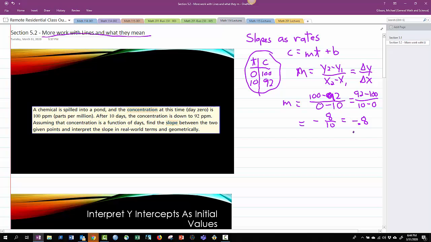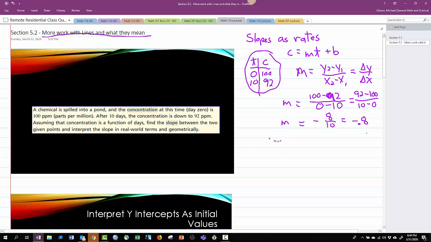Now my question is, what does this mean? First of all, this is a slope. Since it's negative 0.8, it means that for every 1 day you go forward, every time the t goes up 1, the concentration goes down by 0.8. And the reason you can tell it goes down when the time goes up is because it's negative.